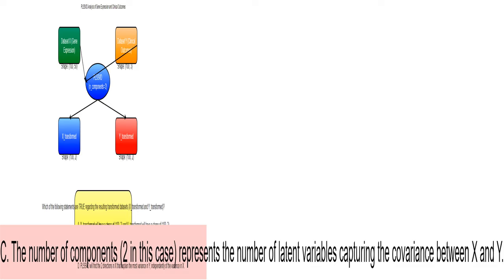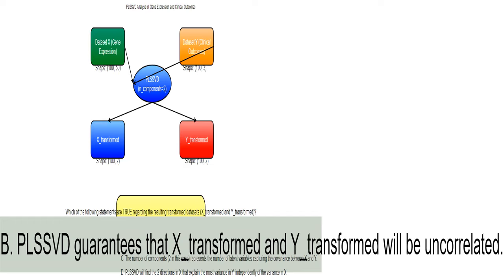This statement accurately describes the meaning of n_components in PLSSVD. It's saying the two components represent underlying factors explaining the relationship between X and Y. The covariance is key here. How much X and Y change together? This option suggests the transformed datasets will be unrelated, but PLSSVD aims to do the *opposite*. Maximize the relationship between them. I hope you remembered that.